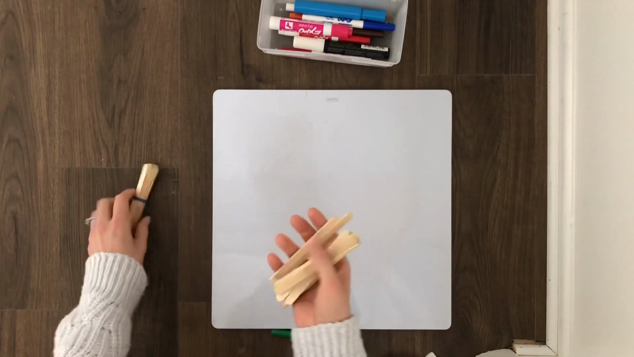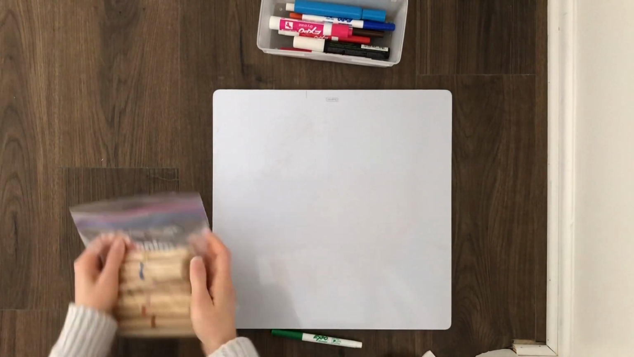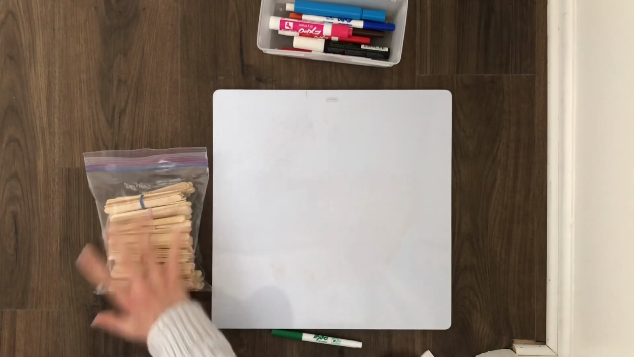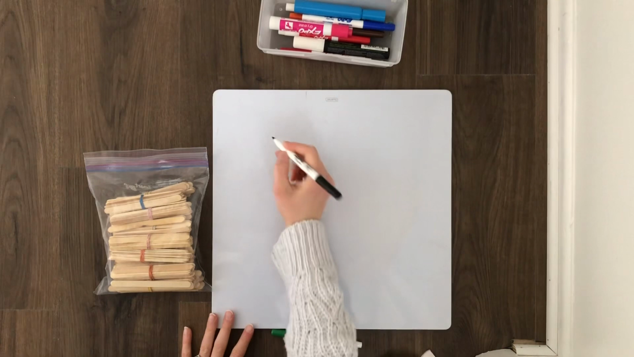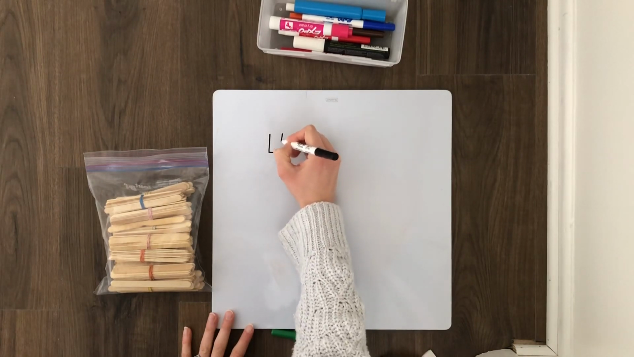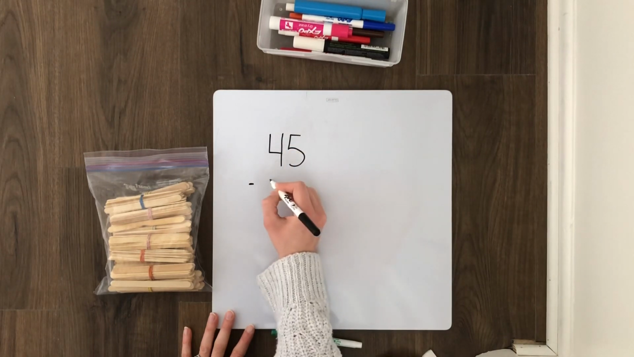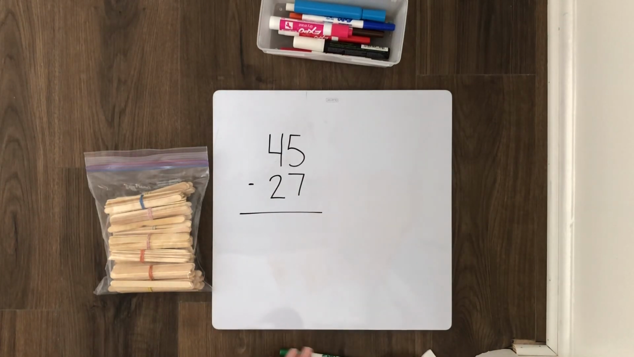And then put all of those popsicle sticks back into your bag. Okay, so you should have a clear marker board and all of your popsicle sticks in your bag. Now let's do our next problem. Okay, we are going to write 45 minus 27. Okay, please write that problem on your board. If you need to have the teacher pause the video so everyone can have a chance to write it, please do so.